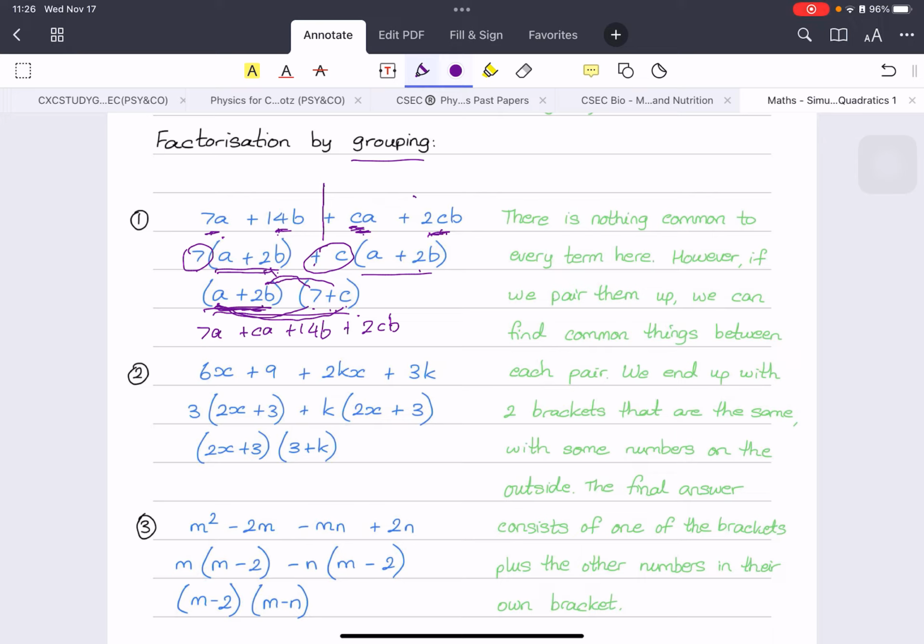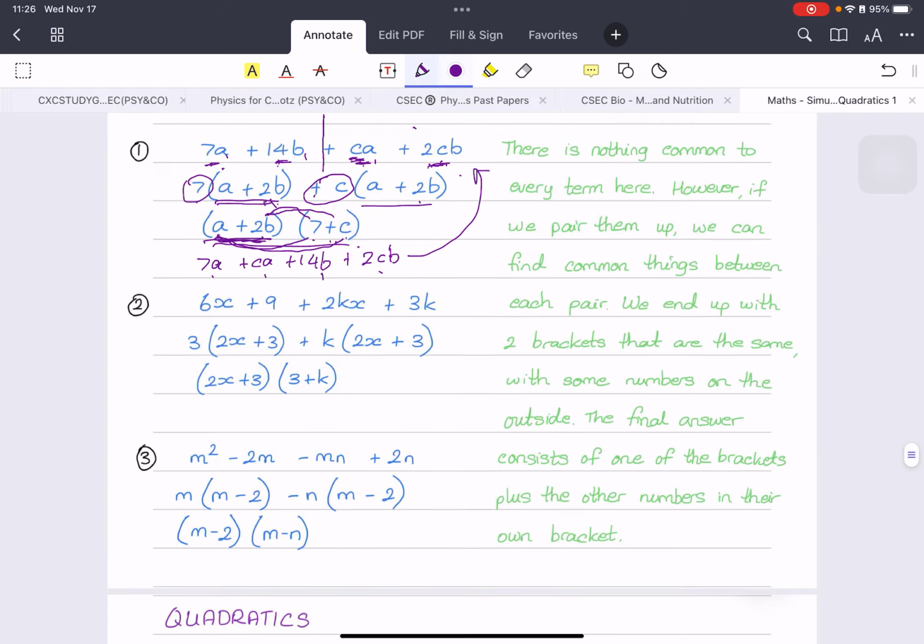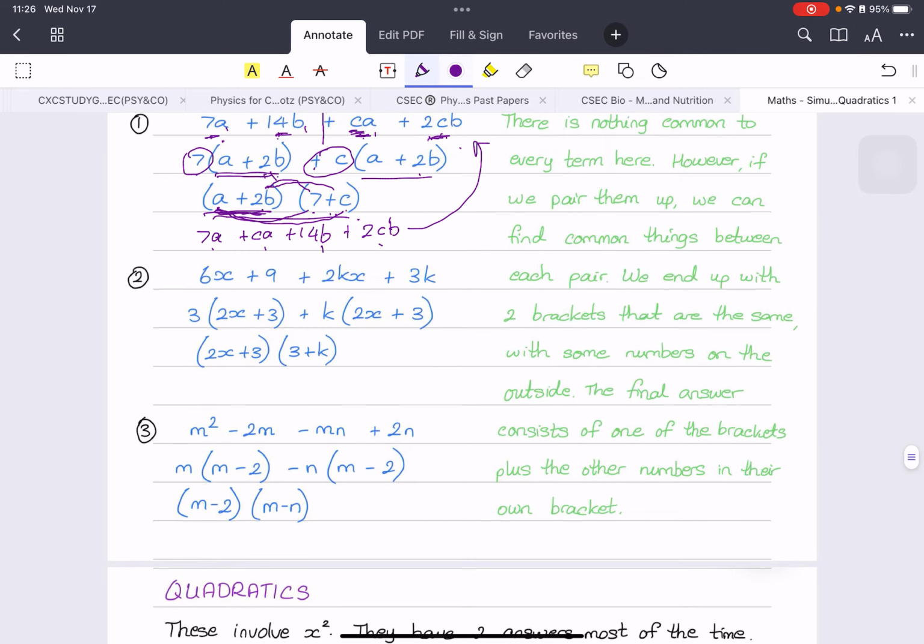And isn't this the same as the original equation? Remember, we could arrange them differently, it doesn't matter. Okay, so you have 7a, you have the CA, you have the 14b, and you have the 2CB, and that's how we know we are correct. Okay, but we don't need to do that all the time, right? If you are confident in yourself, you don't have to go and multiply it back and waste time. Okay, once you are confident in your method, that's fine.